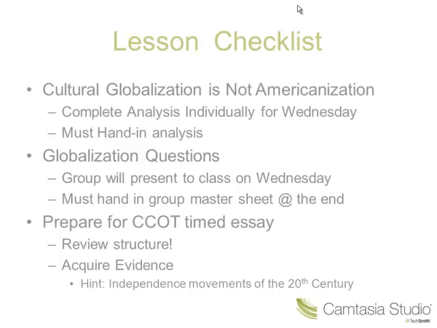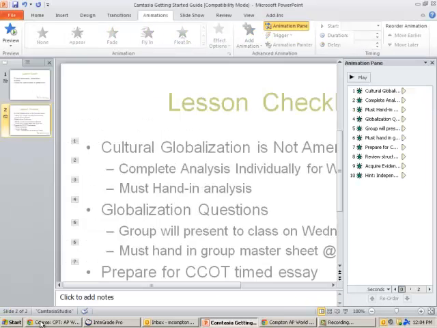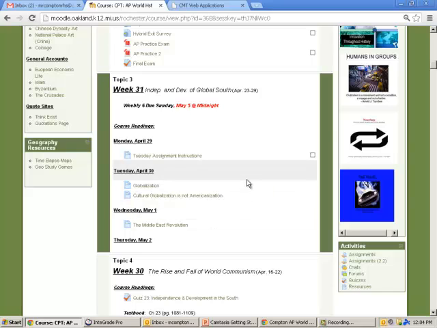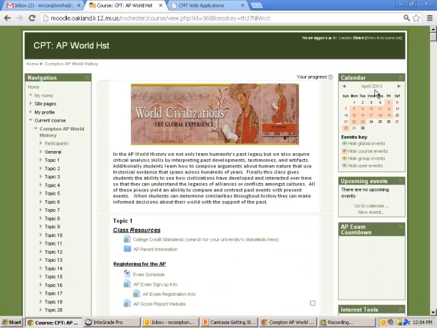So that's the lesson checklist. You need to have all these things done by Wednesday. The continuity and change over time essay, make sure that you're prepared for that on Thursday. Okay, now in terms of the resources to complete this activity, here we have the Moodle class website.